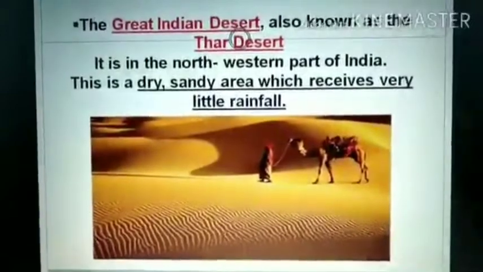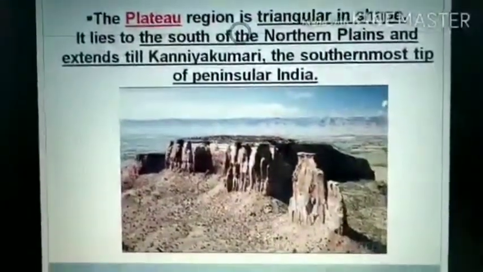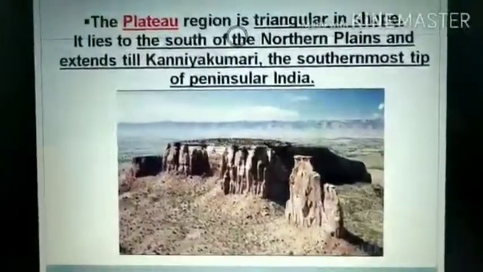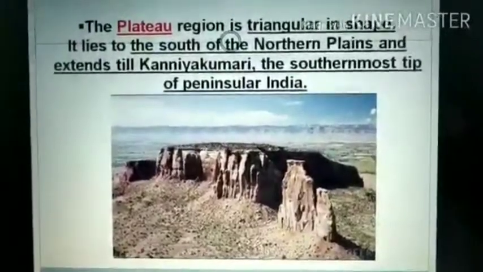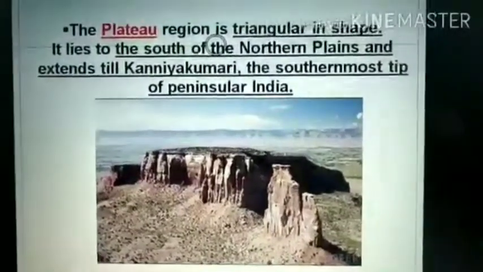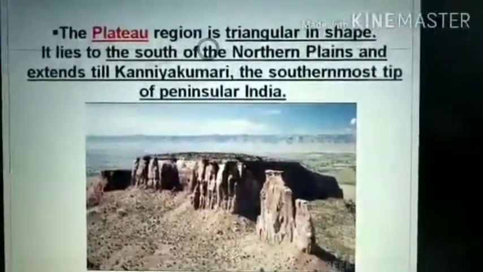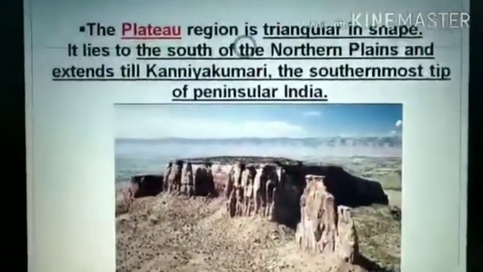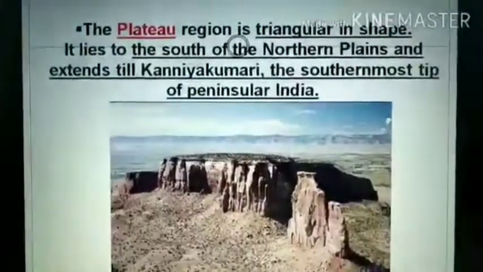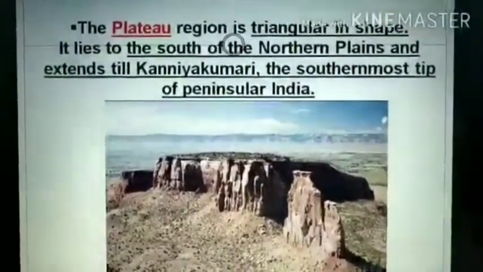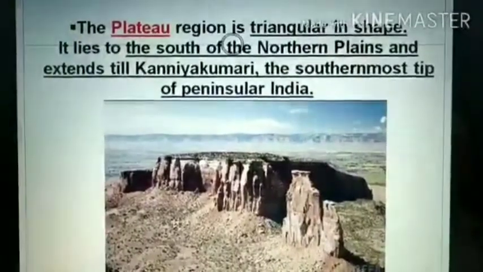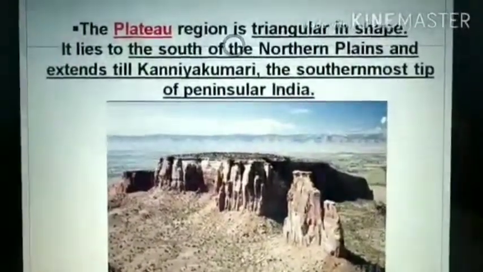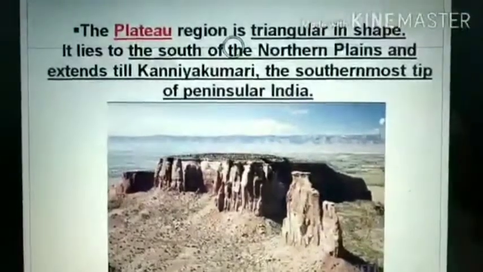Okay. Now next is plateau. So, the peninsular plateau is also called the Deccan Plateau. It covers the southern part of India and it lies to the south of the northern plains and extends till Kanyakumari, the southmost tip of peninsular India. And this is in rectangular shape.